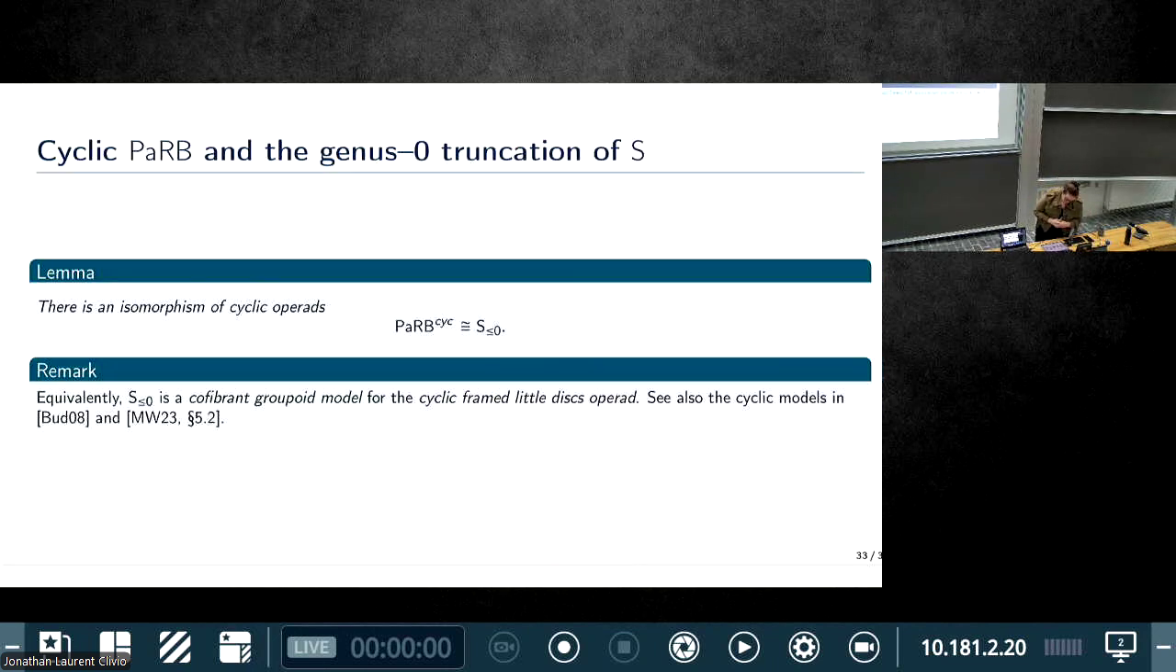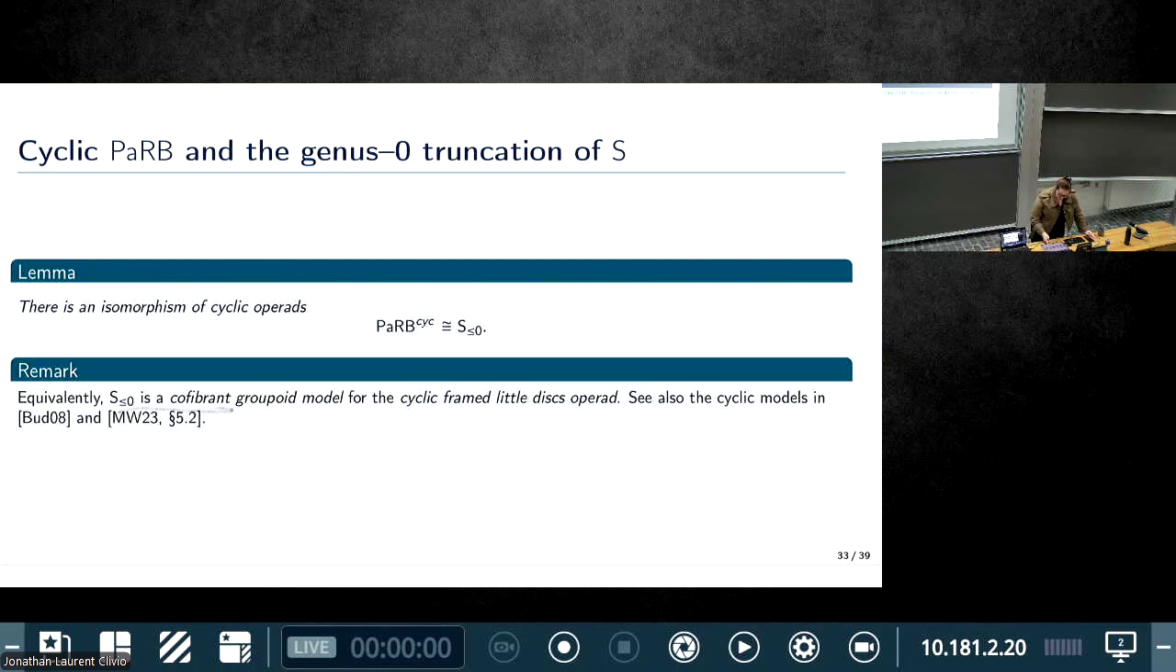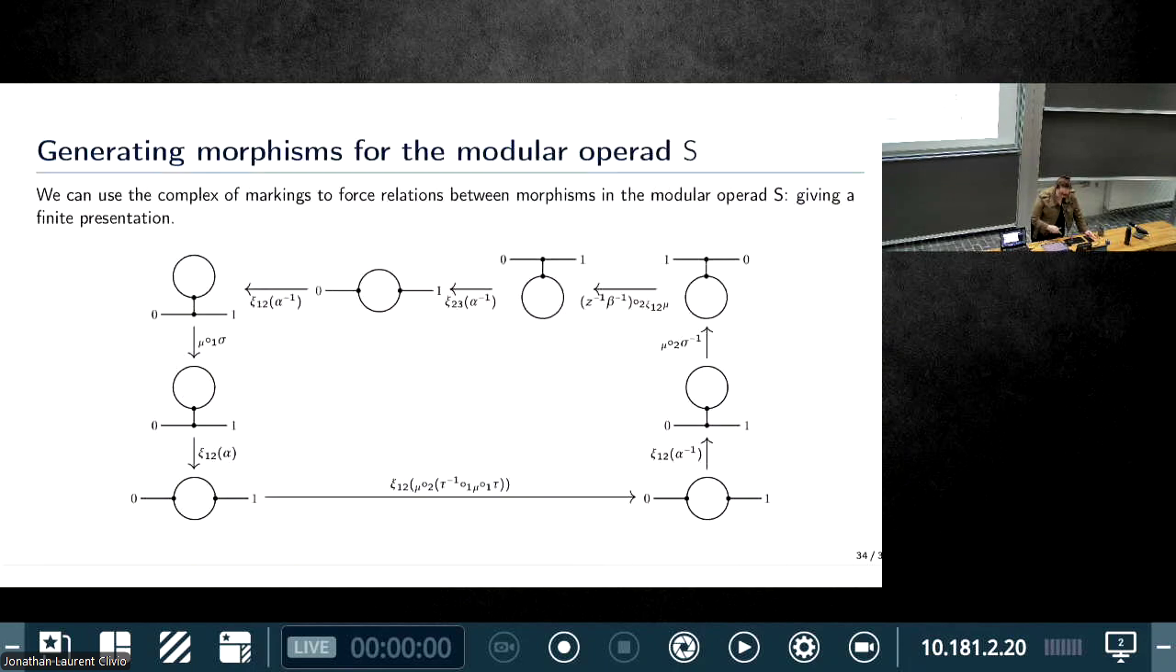So if you truncate at genus 0, we get exactly the parenthesized ribbon braid operad with this cyclic structure that either Champion or I will tell you about on Friday. We'll discuss divide and conquer. Or to say that it's a cofibrant groupoid model for this cyclic framed little disc operad. It's not exactly the same as the ones you'll find in Bunny or this other paper, but it's equivalent to it. So it has a relationship back to that.